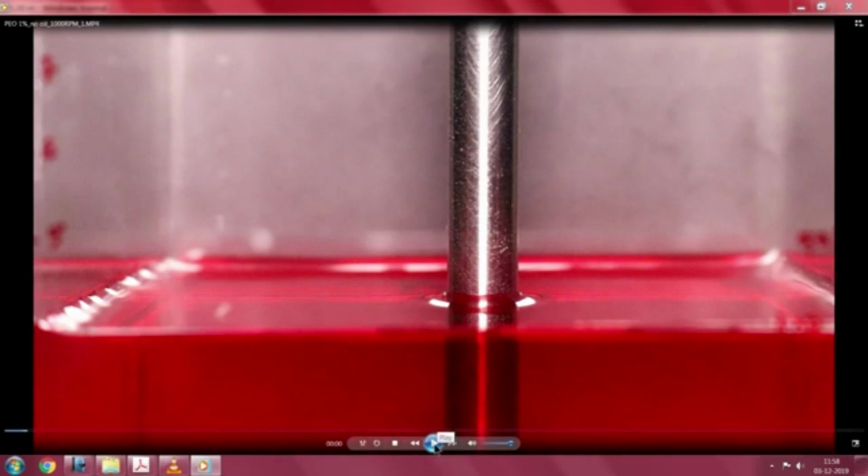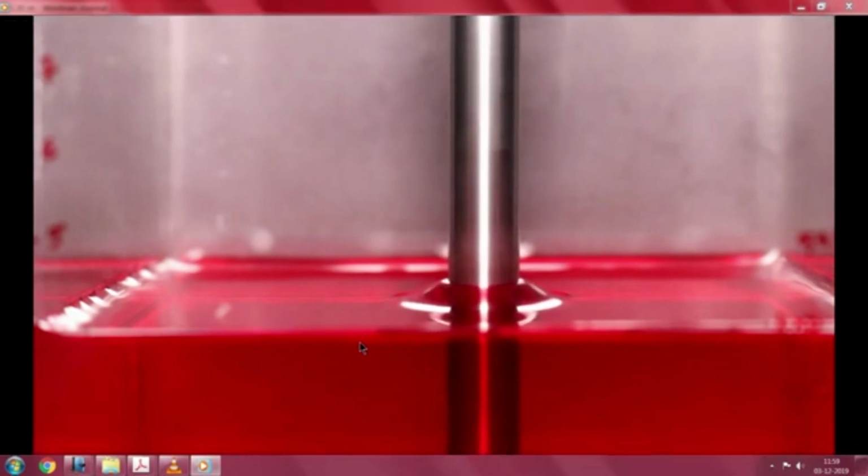So, let me play this video and then I will explain. The rod is stationary now and it is going to rotate. So, I hope you saw how this meniscus rose here, right. So, this is called the rod climbing effect. If you go to higher polymer concentrations and higher RPMs, this effect can become even more drastic.